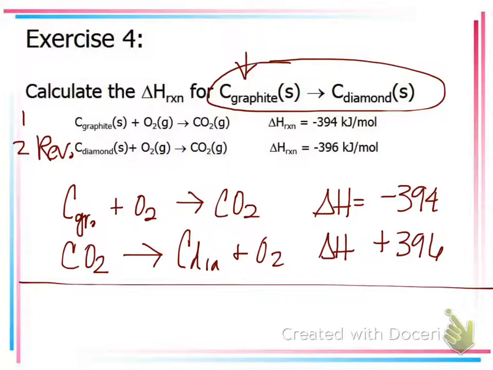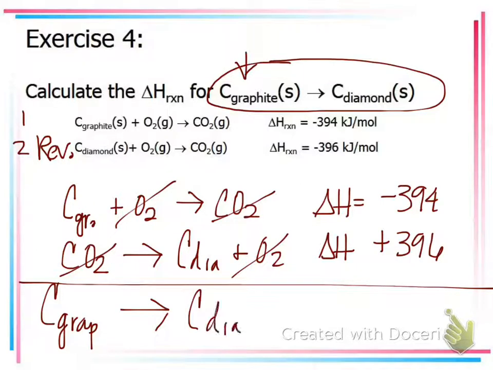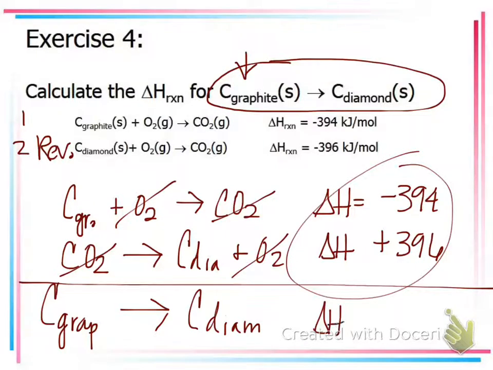So now I add everything up. If something appears on opposite sides of the equation, it cancels. Okay? So CO2 is going to cancel because it appears the same. What else is going to cancel? O2. So I'm going to cross that out. Then I'm going to rewrite it. Carbon graphite going to carbon diamond. And then I'm going to add up these two values, which would give me a delta H of positive 2 kilojoules per mole.